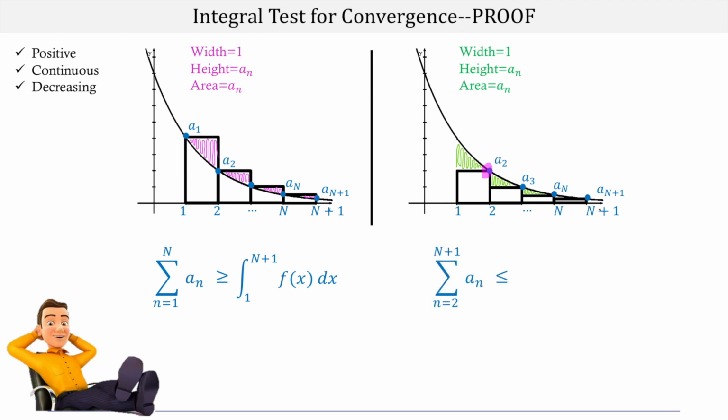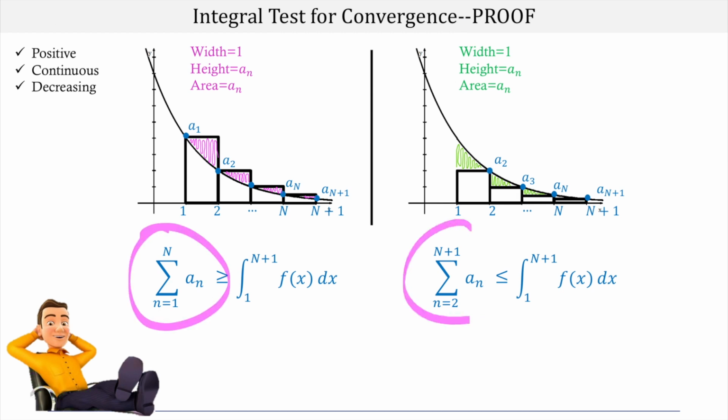So when I add all of these up, whatever I get is going to be less than the actual value of the area under the curve. Now, I'm pretty close to being able to compare these a sub n expressions, but this one starts at n equals 1, and this one starts at n equals 2. So I need them to be the same.